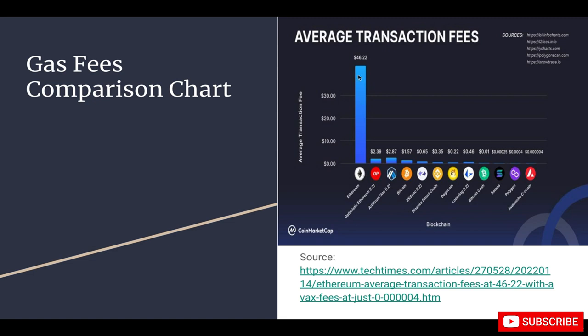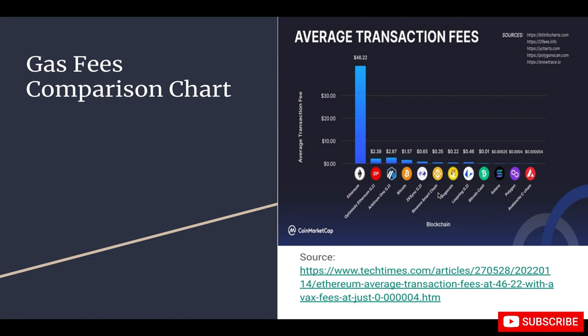So let's see the first one here. The average gas fee per transaction for Ethereum is $46. That's kind of close to $50, which is insane, guys. And it's not even comparable to other blockchains like Optimism or Arbitrum. These two are available and supported by Furucombo, as well as Polygon Matic and Avalanche. It's really cheap compared to Ethereum gas fees here.